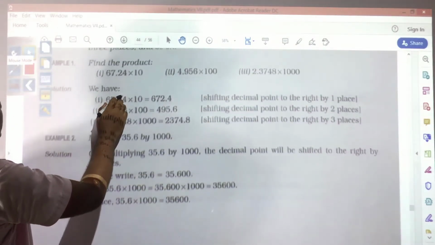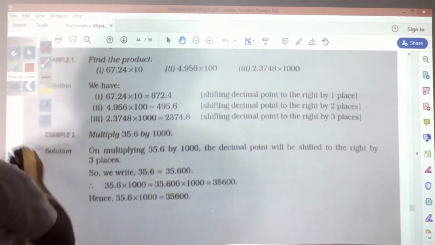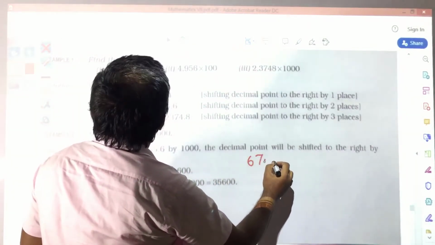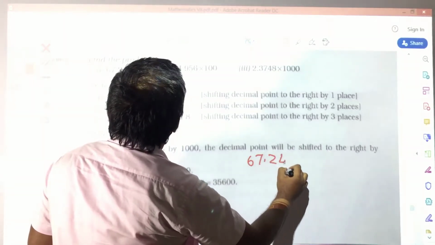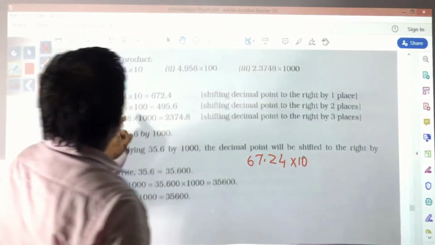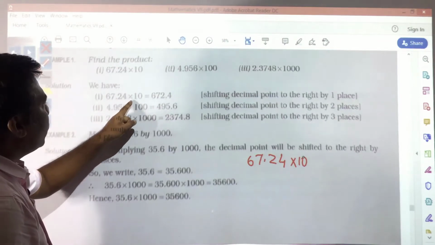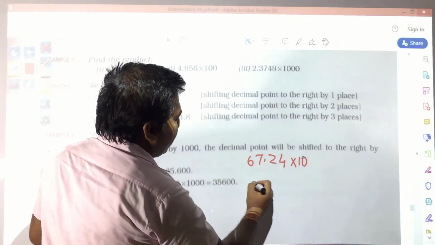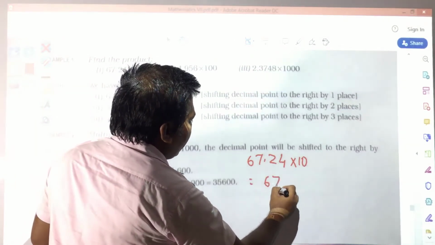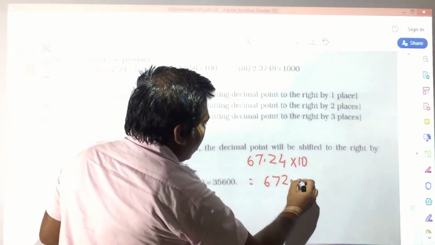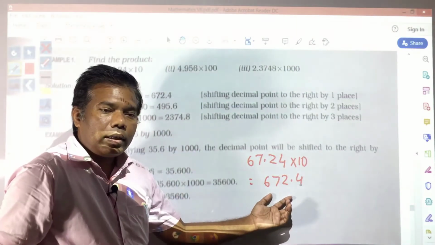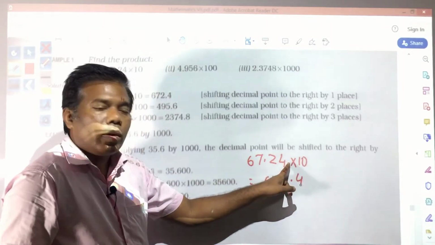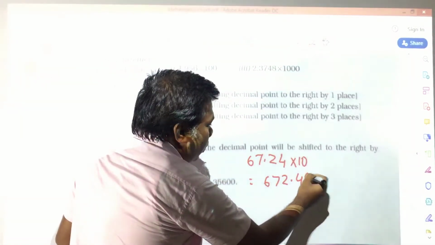Here an example has been given, you see. Suppose you have 67.24 into 10. One place the decimal has been shifted. So, that will come 672.4. Either you write 672.4 or this 0 can be added on this. So, it will become 672.40.